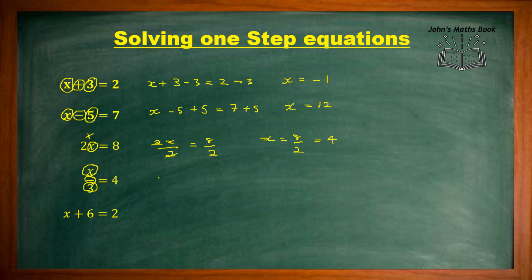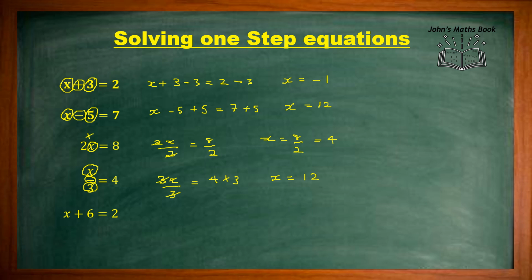So let's do that. 3 times x divided by 3 is equal to 4 times 3. So the 3's will cancel out, leaving x isolated. So x is equal to 4 times 3, which is 12.